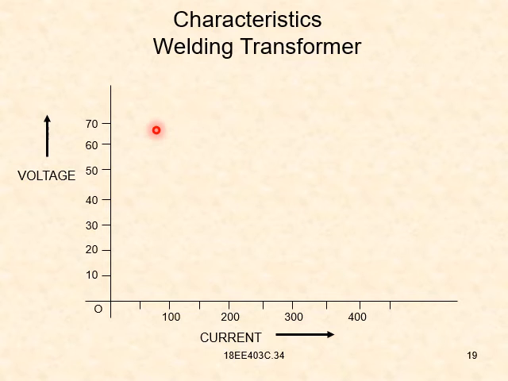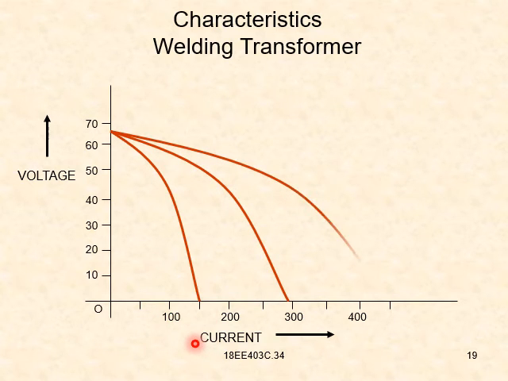Now coming to the characteristics of welding transformer. You can see in the x-axis you have current and in the y-axis you have voltage. When the voltage is between 60 to 70, that is about 65, the current may be of 150, and it's of about 280, it's 450. So this is the characteristics of welding transformer.